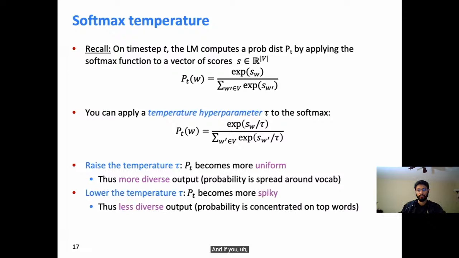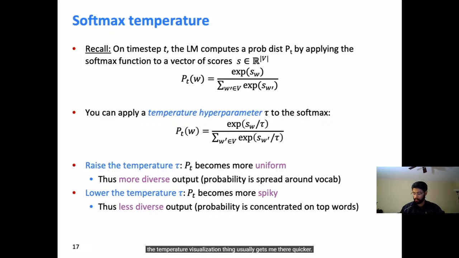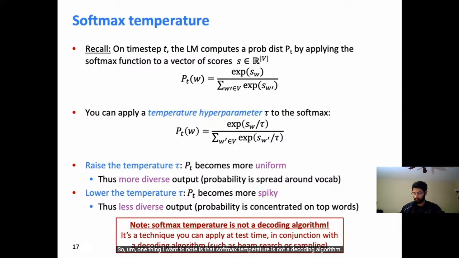And if you lower the temperature, like make it cold, then the probability distribution becomes more spiky, right? So the things which are rated as high probability become even more disproportionately high probability compared to the other things. I think that's the easier way to remember it. Today I had to work it out on paper, and then I realized that just the temperature visualization thing usually gets me there quicker. So one thing I want to note is that softmax temperature is not a decoding algorithm.